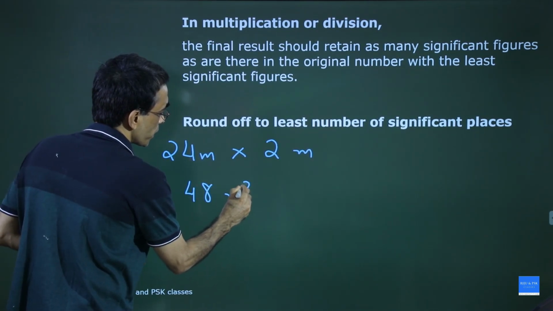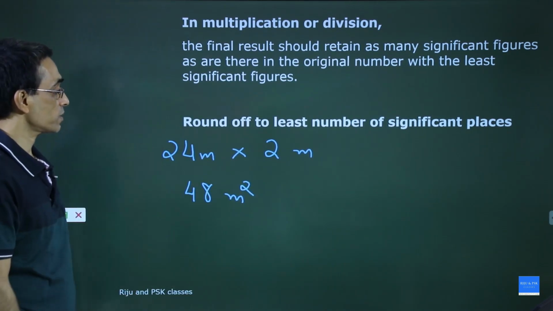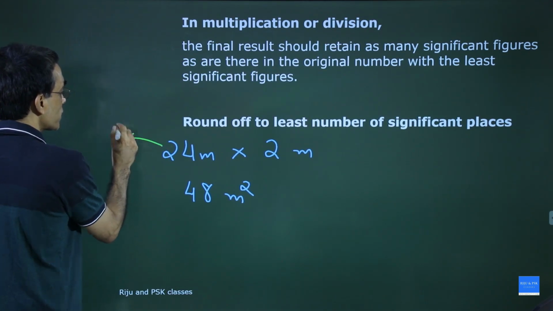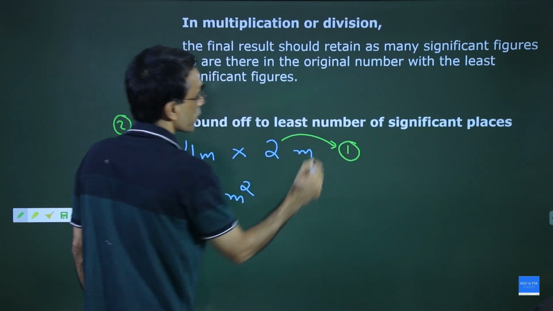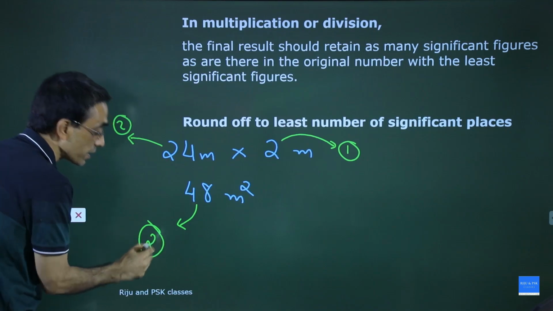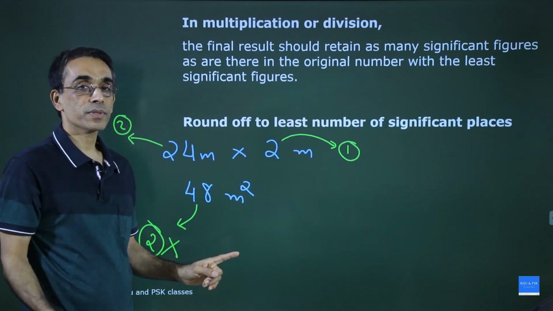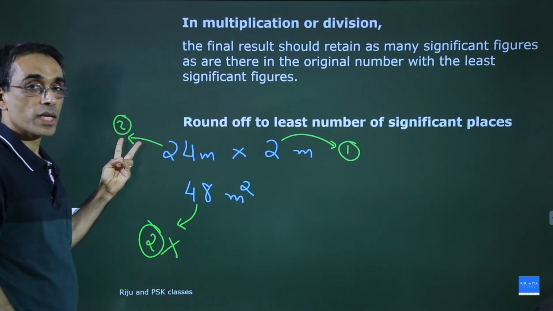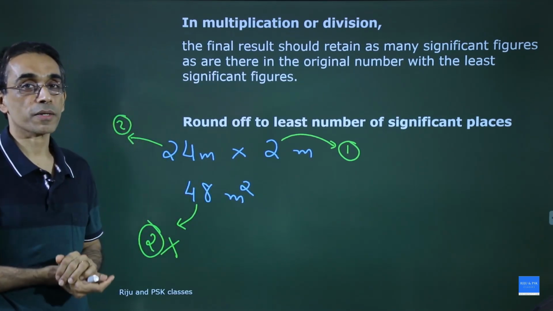Meter into meter gives you meter square. And how many significant figures are here? There are 2 significant figures. So in the multipliers, this number has 2 significant figures. This number has got only 1 significant figure, but this number now has 2 significant figures. Is this allowed? No, this is not allowed. Your answer should have the lowest number of significant figures. So it cannot have 2 significant figures, it can have only 1 significant figure. You should round this off to 1 significant figure.